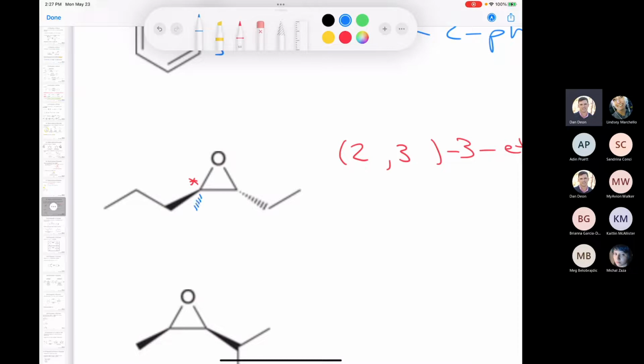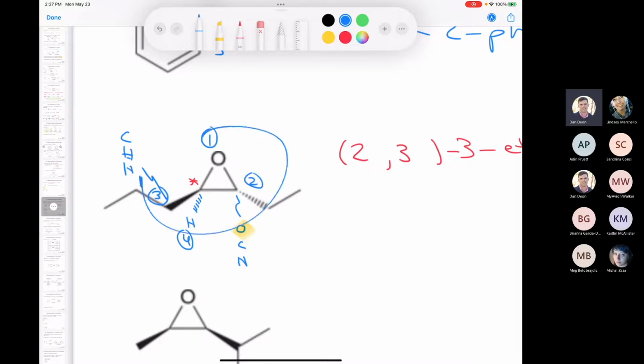We have a hydrogen atom going in back, so that's good. That's our lowest priority. This is our highest priority. This carbon is attached to oxygen, carbon, hydrogen. This carbon is attached to carbon, hydrogen, hydrogen. So this would be our tiebreaker. Therefore, we go from 1 to 2 to 3.